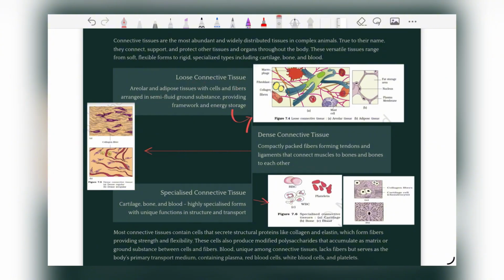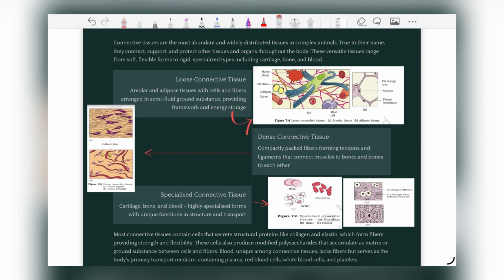As you can see here, this is the adipose tissue and this is the areolar tissue. Adipose tissue, meaning a tissue containing fats, and areolar tissue are the skin tissue. Adipose tissue is found beneath the skin to provide a cushioning effect.